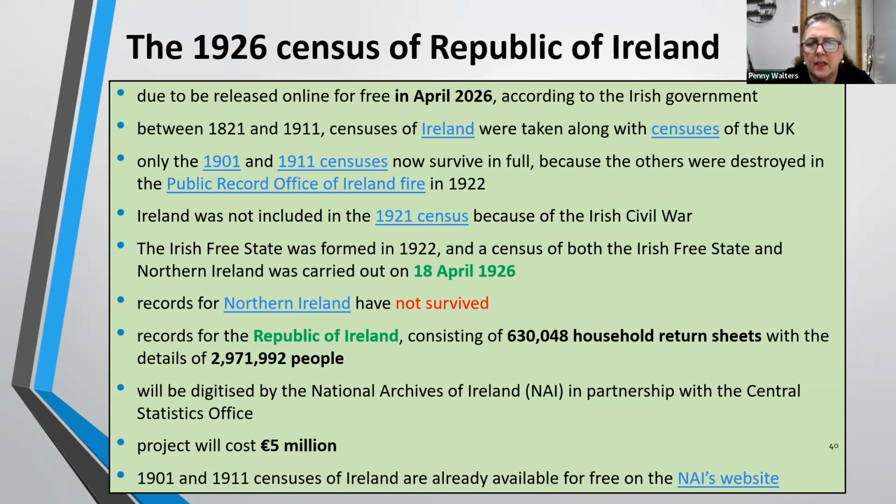Ireland wasn't in the 1921 census because, remember, they were partitioning Northern Ireland and Republic of Ireland after the Civil War. And basically, the 1921 census, which was held in 26, won't be opened until 2026. So it's something to look forward to for me, because I've got Irish ancestors. And you're looking at about 3 million people.